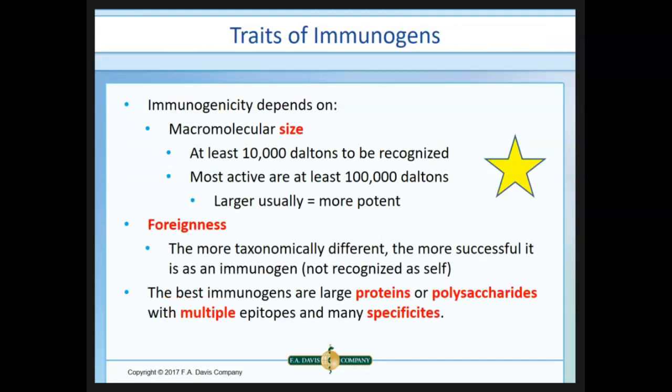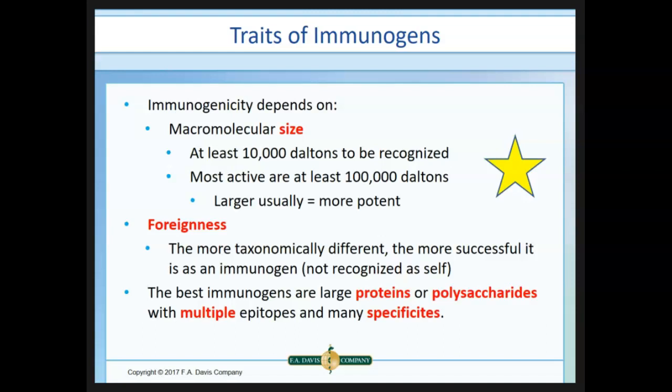Okay, so back to the traits of the immunogens. We said that they are very large molecules, so the immunogenicity, or the ability to cause an immune response, depends on the size of the immunogen. Usually the bigger they are, the more potent they are. Daltons are how the size of proteins is measured. We don't really care about this, but just know that 10,000 would be a smaller one, 100,000 would be a larger protein or macromolecule, and usually the larger the immunogen, the more potent or larger the immune response it causes.